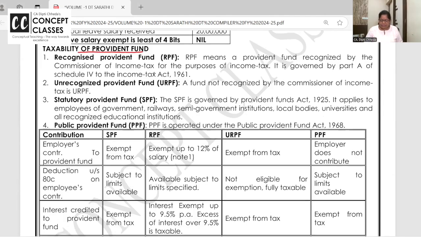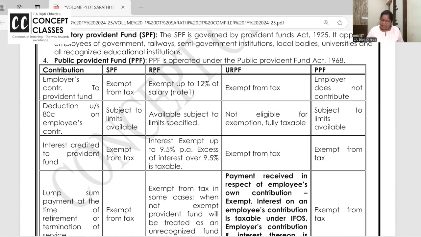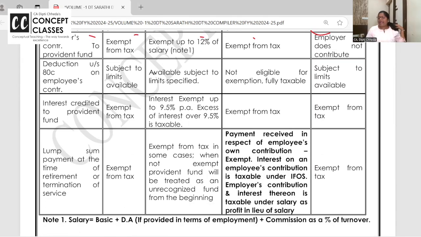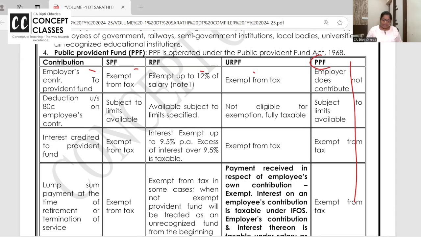Taxability of the provident fund. Now there are 4 types of provident fund. PPF I have just given because I am talking about all. But in PPF, employer cannot contribute. Interest and all is exempt. An employee himself can contribute for self, spouse, and children up to 1,50,000.